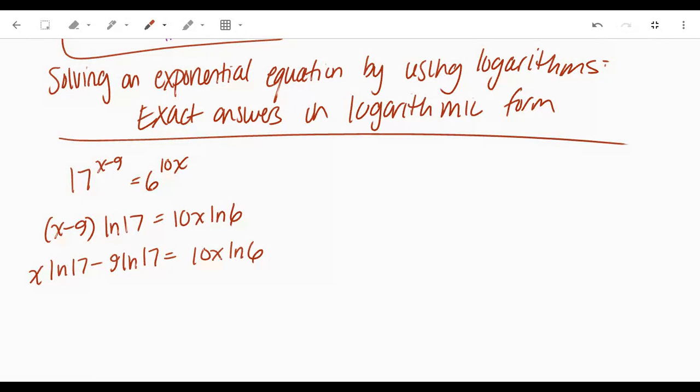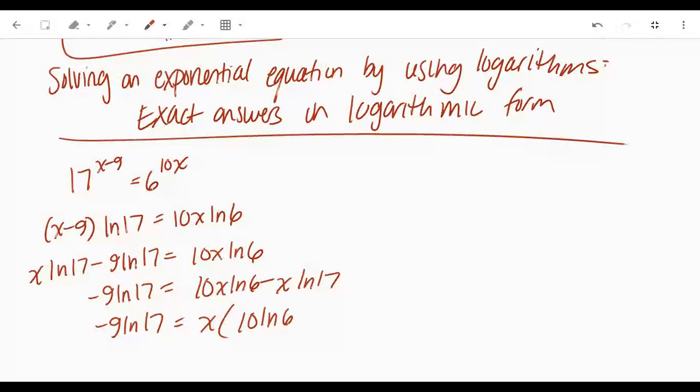Get your x's on one side. Let's do... factor out an x. And divide. And that is it.